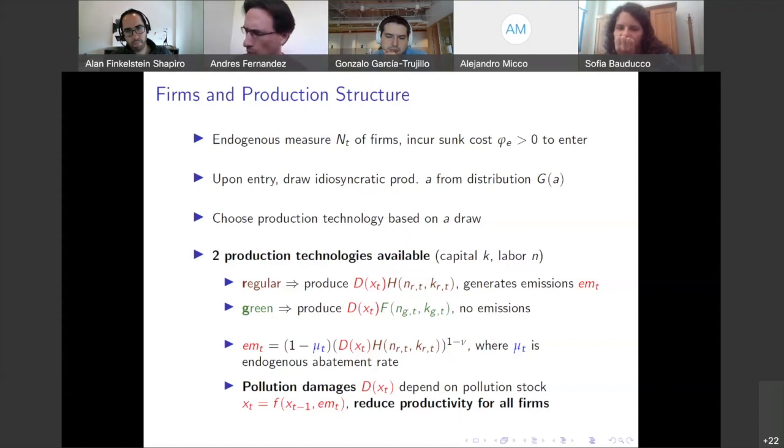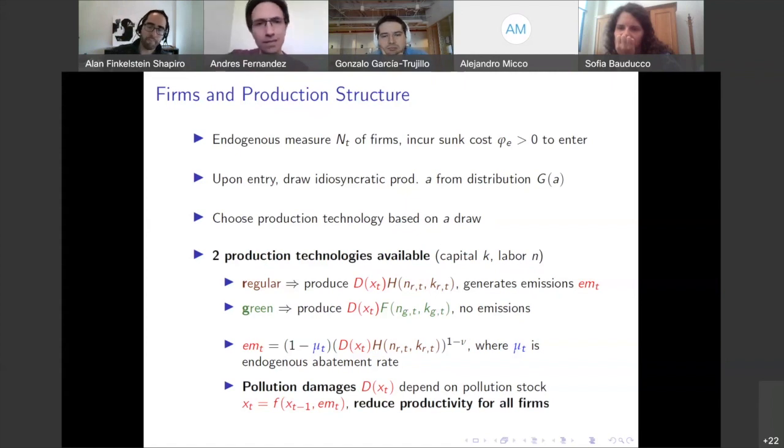So one is a point that I may have missed. You're not assuming any cost of reallocating labor from one sector to the other, are you? That's one relatively minor point.